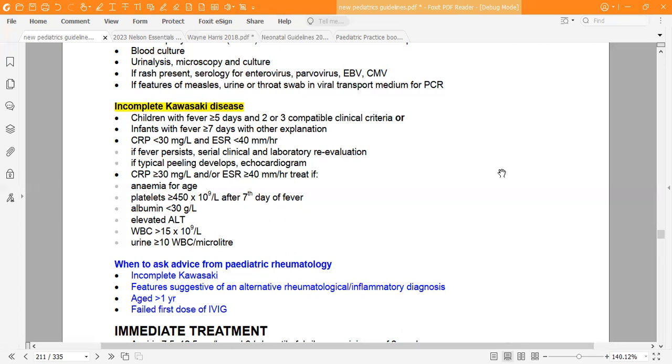In this case, if fever persists, serial clinical and laboratory evaluation should be done. If typical peeling develops, you have to request an echocardiogram after discussing with your consultant. If CRP is 30 or more milligram per liter and/or ESR 40 or more millimeter per hour, you have to treat, and you still have incomplete Kawasaki criteria. So you have to treat if there's anemia, platelets 450 or more after 7 days of fever, albumin less than 30 gram per liter, elevated ALT, WBCs more than 15 multiplied by 10 to the power 9 per liter, urine 10 or more WBCs per microliter.